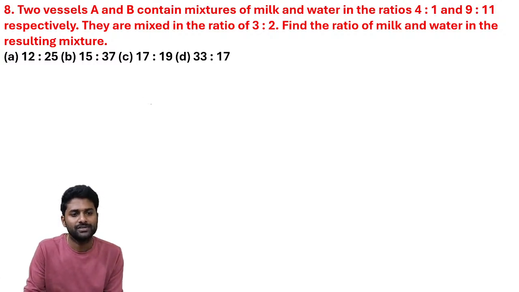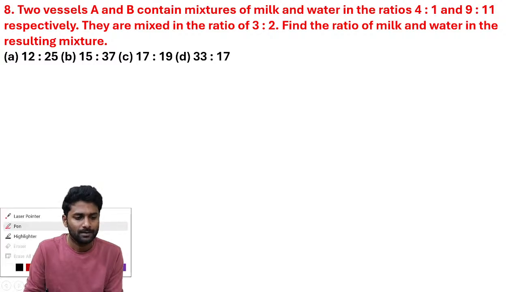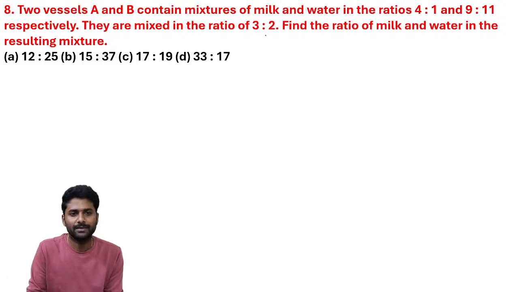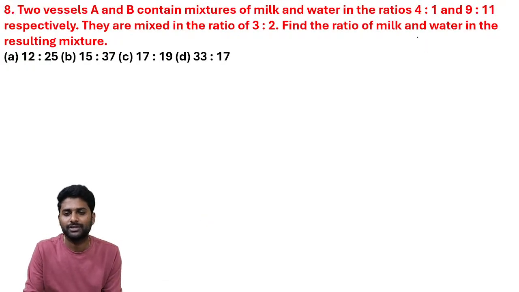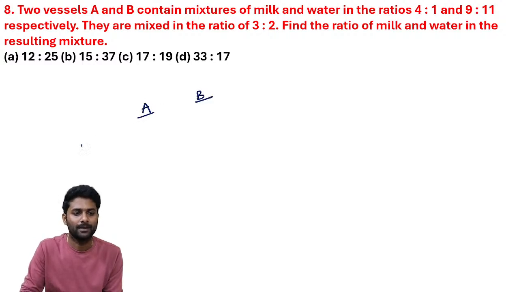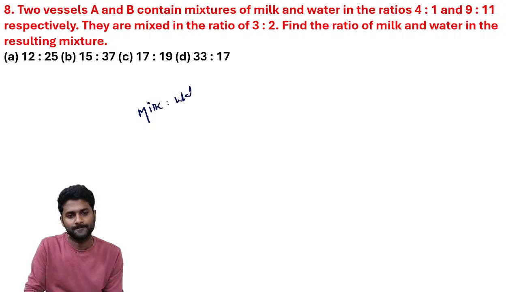Now see, there are two vessels A and B containing a mixture of milk and water in the ratio of 4 is to 1 and 9 is to 11. Vessel A, vessel B, milk and water. So here A and B are in the ratio of 4 is to 1, 9 is to 11.